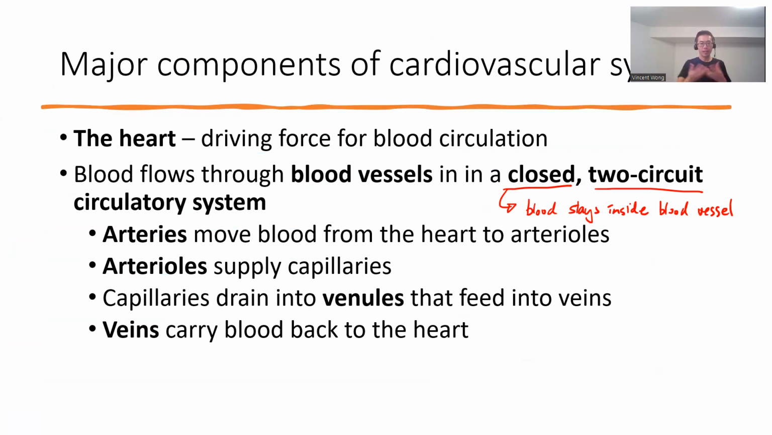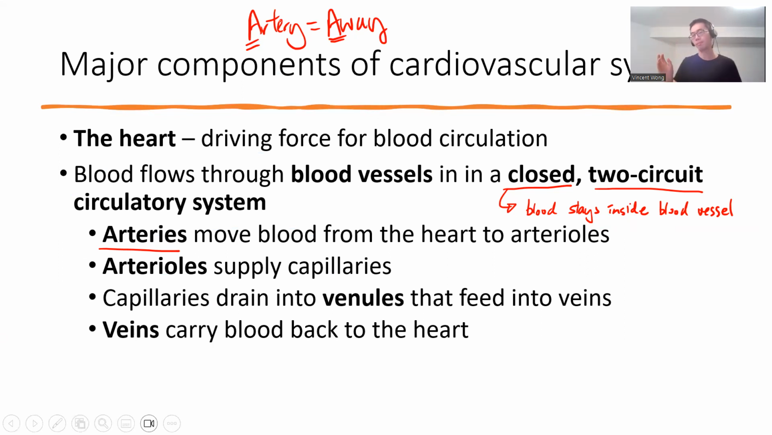Now, the vessels that are passing through the body, we have two main ones. Okay, we have the arteries and we have the veins. Okay, arteries, they move blood away from the heart. That's how you can remember. Okay, artery equals away from the heart. It always starts with A.